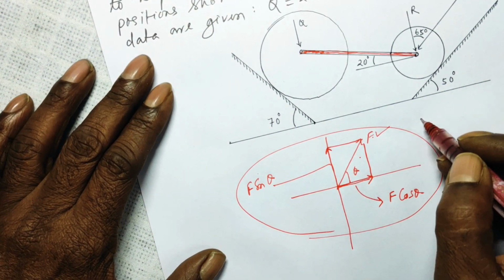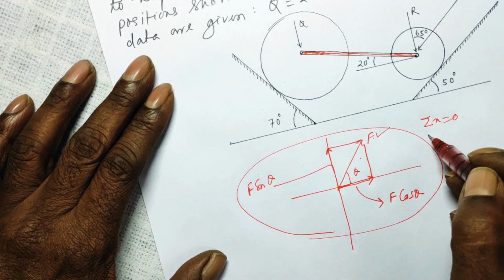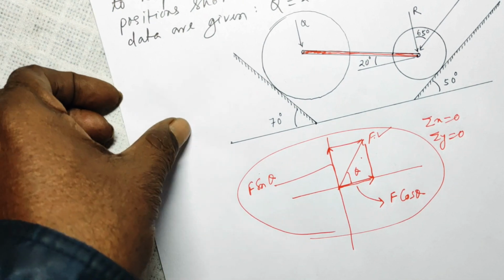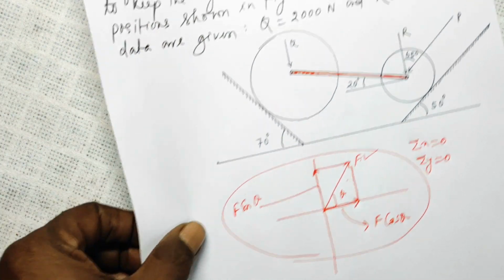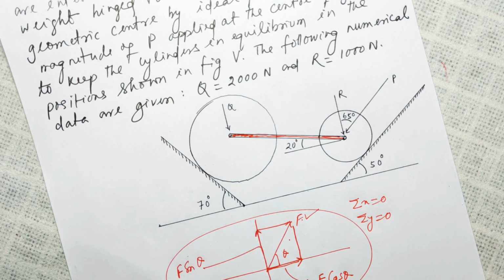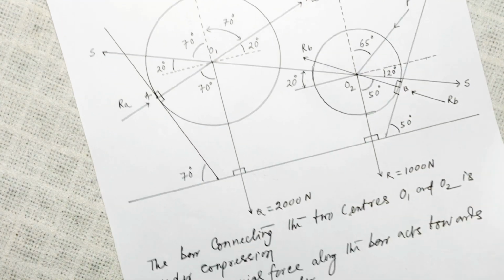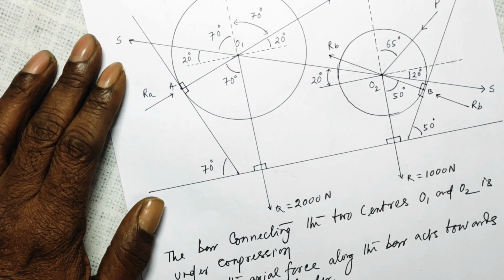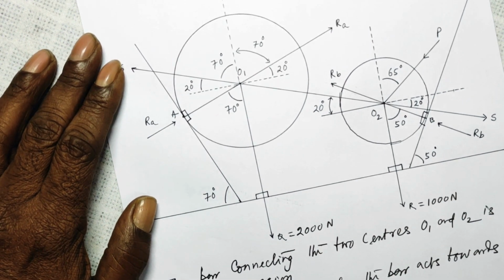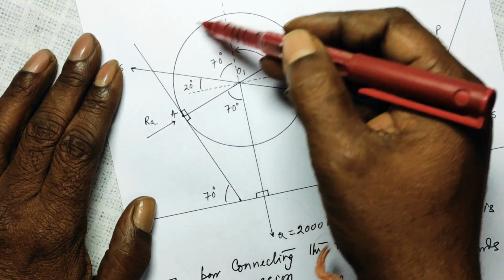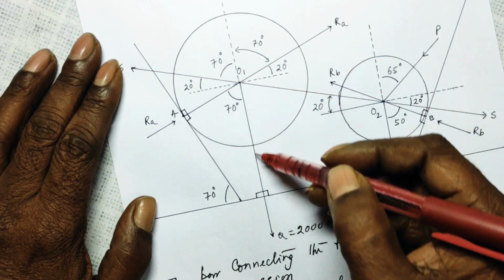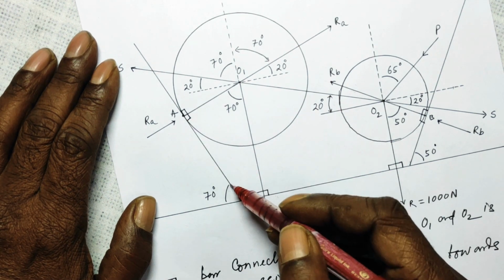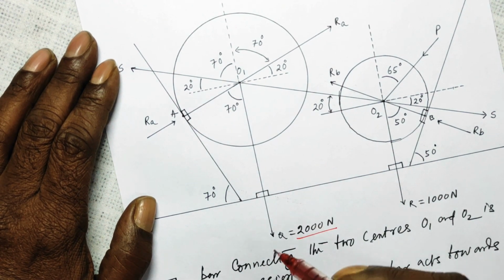Then apply sigma x equal to 0 and sigma y equal to 0 to find out the different values. So I have redrawn this diagram for better understanding. So let us look at it. Let me explain. This cylinder, its weight from the center of gravity is Q, 2000 Newton. Here is a point of contact. This angle is given as 70 degree.